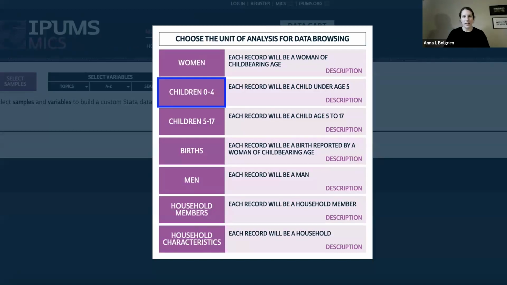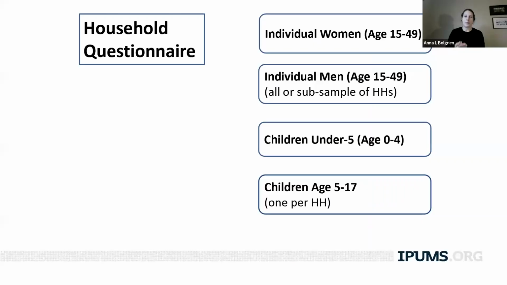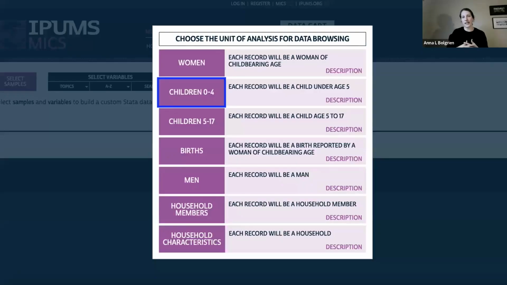The next thing that you'll want to think about is what is the unit of analysis you are interested in doing analysis about. So what is the particular data set that you're interested in creating? And here you can see all of the different options that IPUMS MICS has available, including women, children, men, household members, and household characteristics. Now, this list of units of analysis should look pretty familiar because it maps on perfectly to the different household and individual questionnaires that make up the foundation of a UNICEF MICS survey. So the data that are collected by these questionnaires get converted into the creation of data sets.